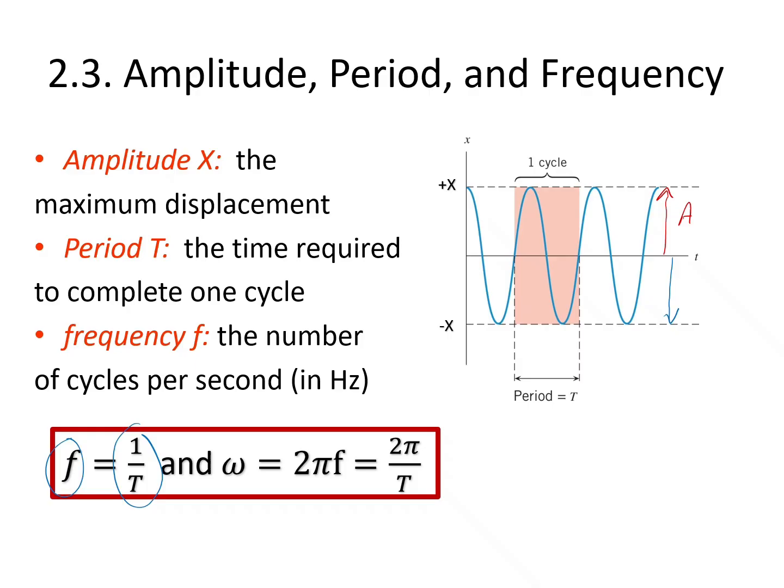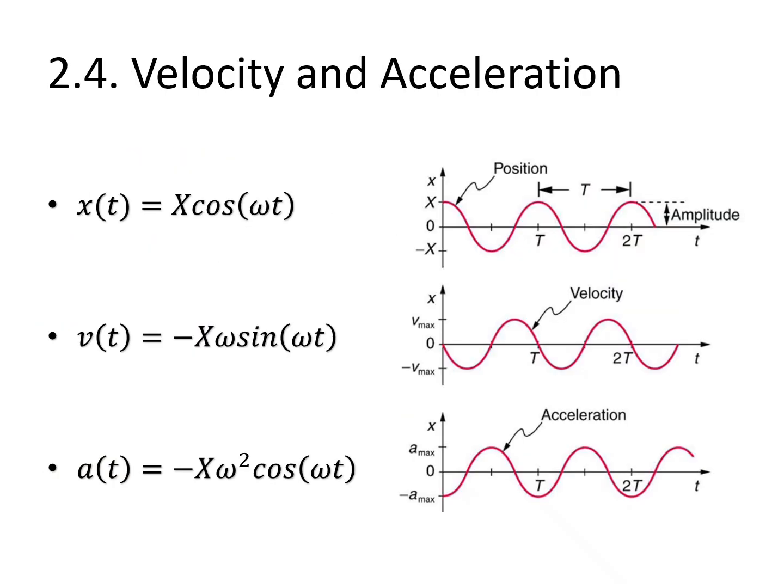Angular frequency is another way to describe how fast the oscillation progresses through its cycle. In words, angular frequency equals 2 pi times frequency, or 2 pi divided by period. The factor 2 pi appears because one full cycle corresponds to 2 pi radians. Once we know the position as a function of time, we can describe how velocity and acceleration change during the oscillation. The position follows a cosine curve.